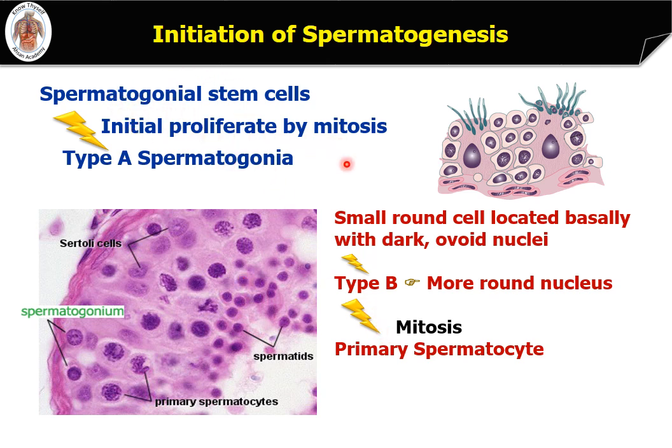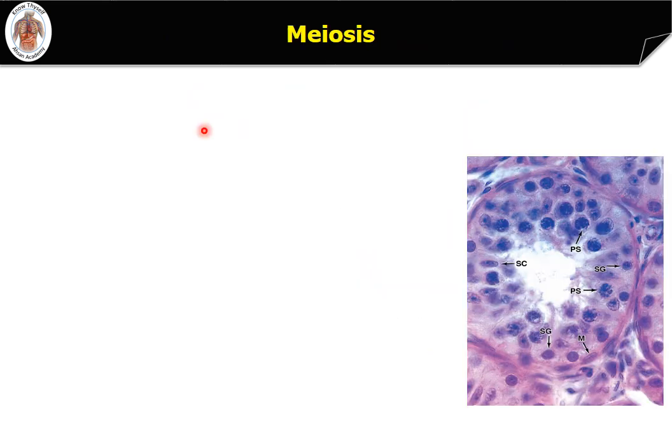So here I have discussed two stages. First, initial proliferation, and second, the formation of the primary spermatocytes. The primary spermatocyte is simply a differentiation process, and the initial phase is a proliferation process. The third stage is meiosis. Meiosis starts in primary spermatocytes.